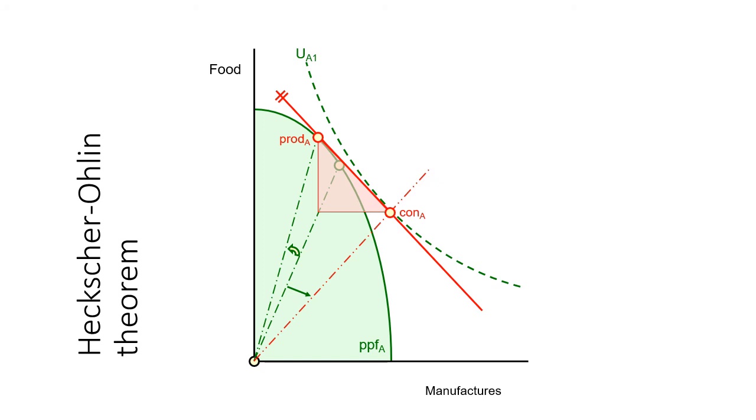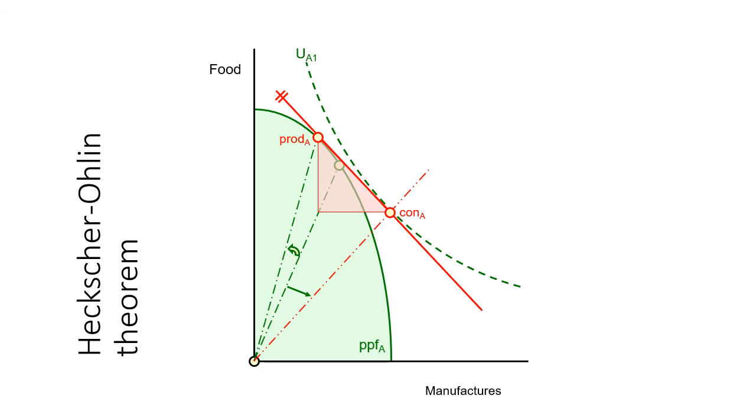But what does the terms of trade analysis mean? Well, how do we interpret this? Because the ratio of prices under free trade is less than the ratio of prices under autarky for country A, what it means is that the price of food has increased relative to the price of manufactures.